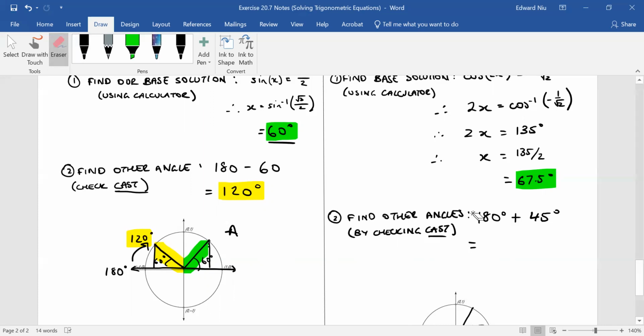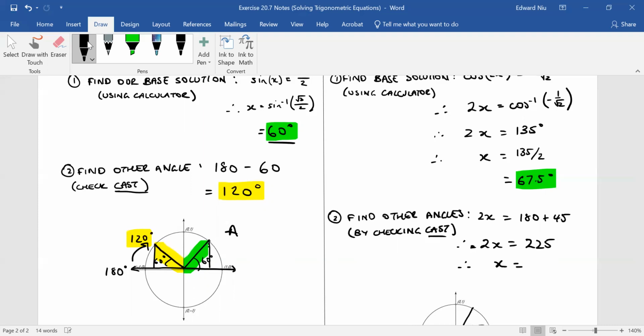Let's try and make this a bit clearer. So it should say 2x equals 180 plus 45. So therefore, 2x equals 225. And then our second point is going to be at 225 divided by 2, which is 112.5 degrees.